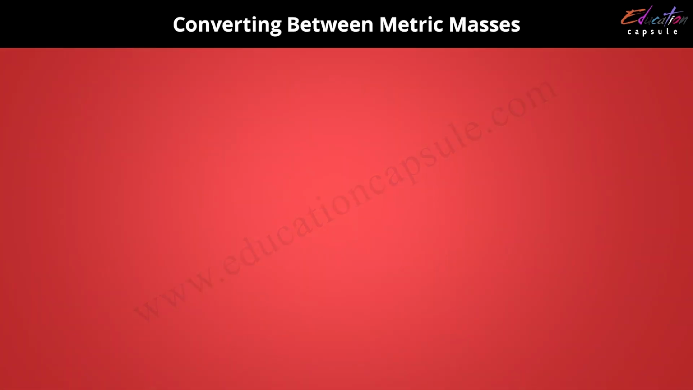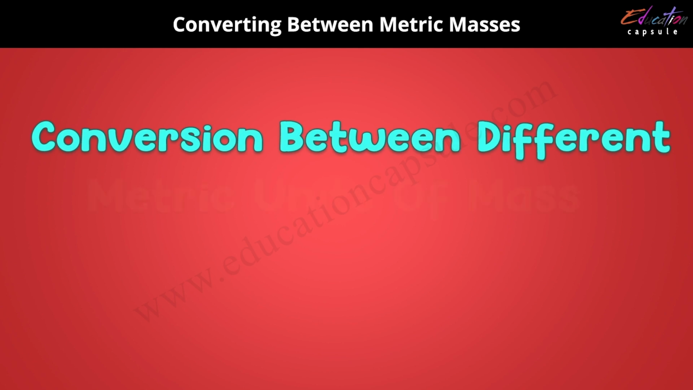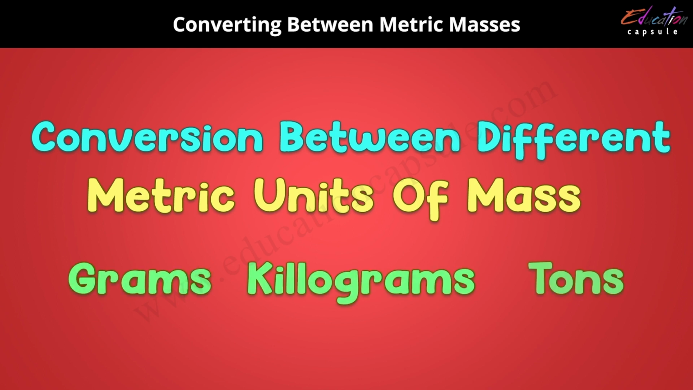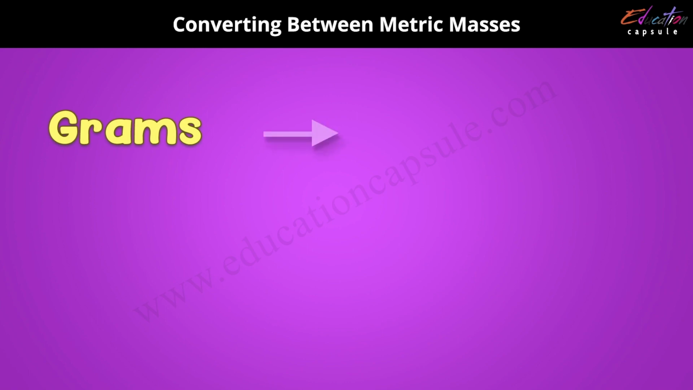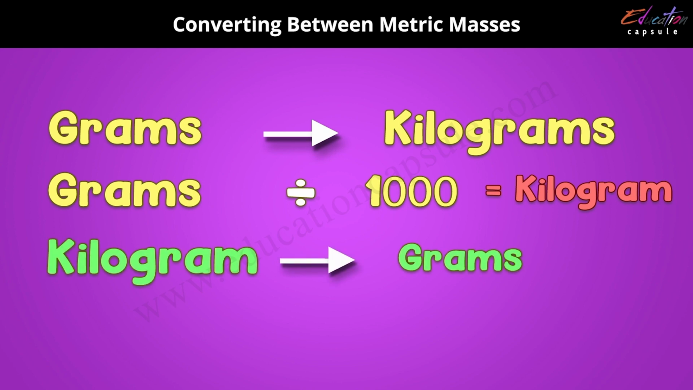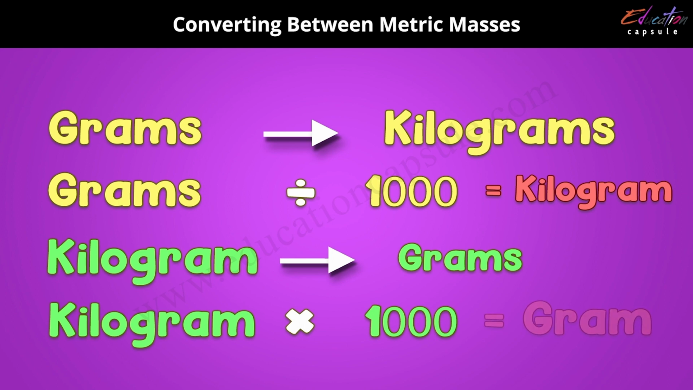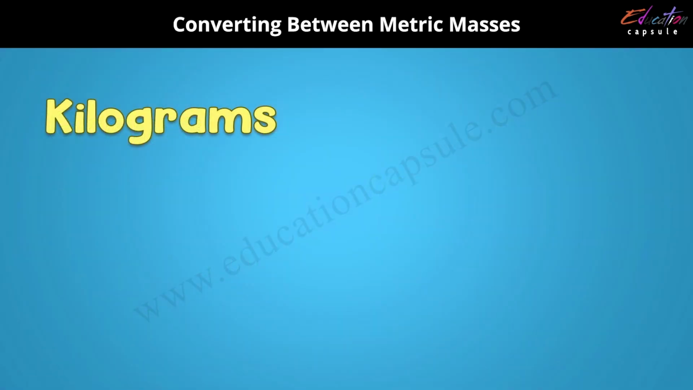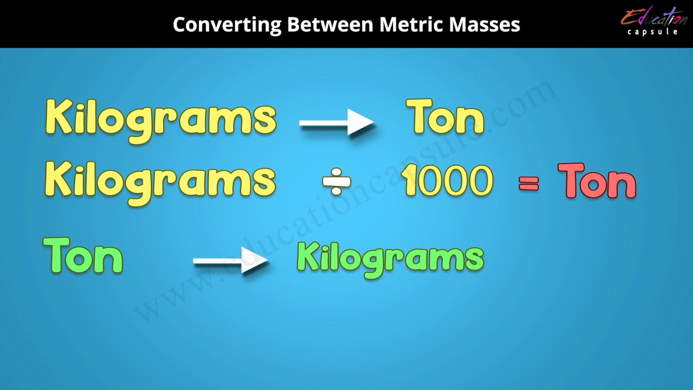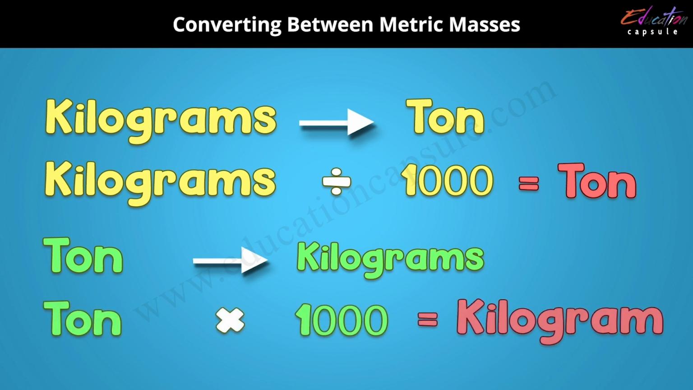Now let's learn about conversion between different metric units of mass. So we have three units here: grams, kilograms and tons. To change grams to kilograms, we divide by 1000, and to change kilograms to grams, we multiply by 1000. In the same way, to change kilograms to tons, we divide by 1000. To change tons to kilograms, we multiply by 1000.